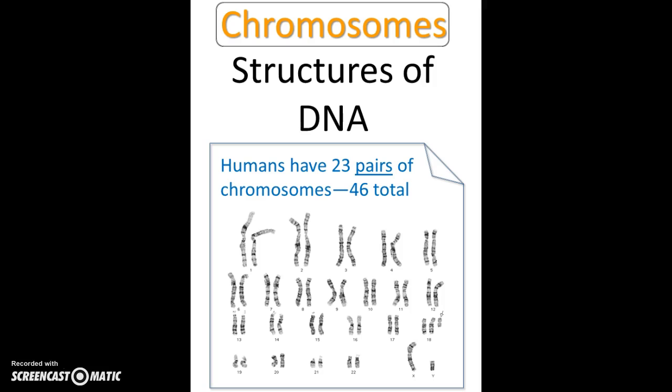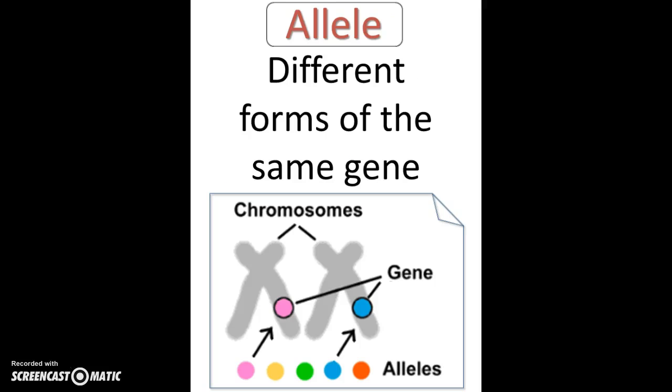But just understand that the structures of our DNA are chromosomes. And each one of these chromosomes contains many genes on it. So a gene might be found on chromosome 4. Some other genes might be found on chromosome 8. And some other ones might be found on chromosome 16. So our genes are actually found within our chromosomes at specific locations.